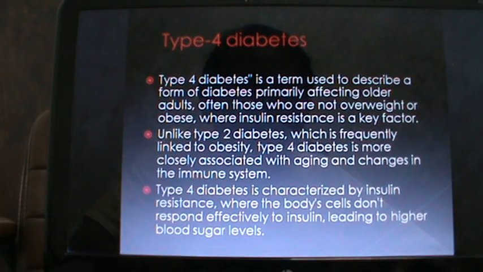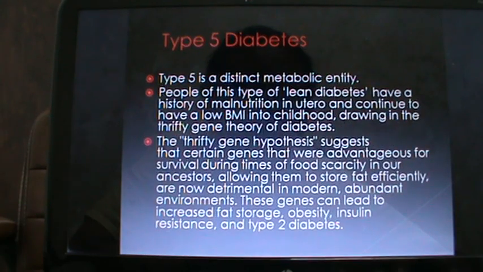So there is a difference between type 2 and type 4 diabetes. In type 2, this is related to obesity, while type 4 diabetes is more related to aging. Type 4 diabetes is characterized by insulin resistance, where the body's cells don't respond effectively to insulin, leading to higher blood sugar levels.